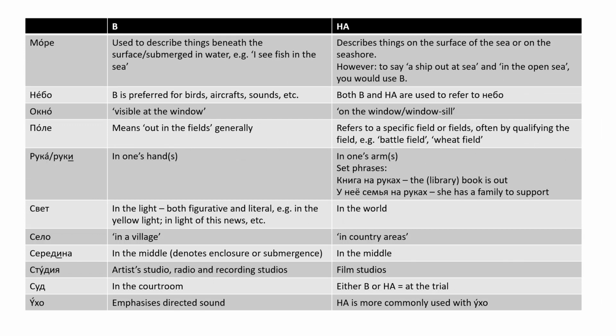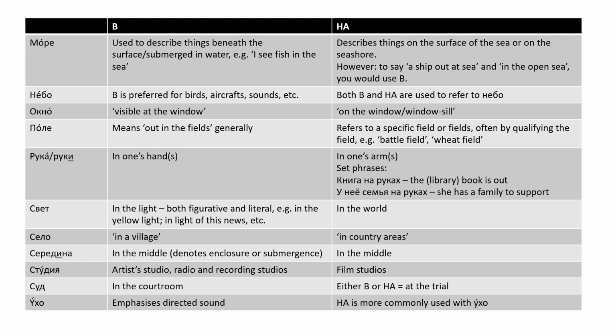So as we've mentioned with bodies of water, if something is submerged by the sea or surrounded by water, then you use v. So if you see a fish in the sea, it's v more. With na, you usually use na to describe things on the surface or on the seashore, but with the phrases of a ship is out at sea or in the open sea, then you do use v. I guess you could think of that as the ship being surrounded by the sea, not seeing any land, it's encompassed by the sea, and therefore uses v.